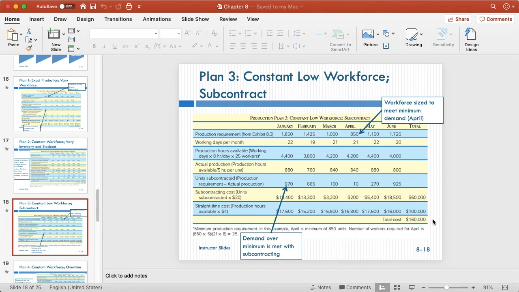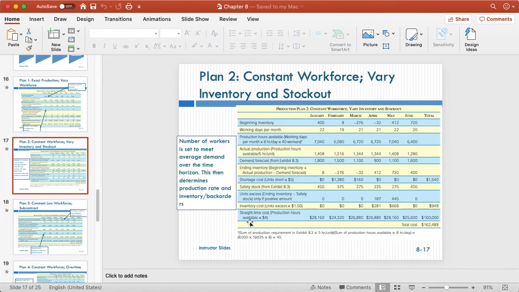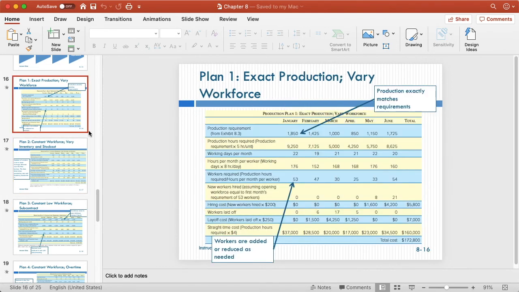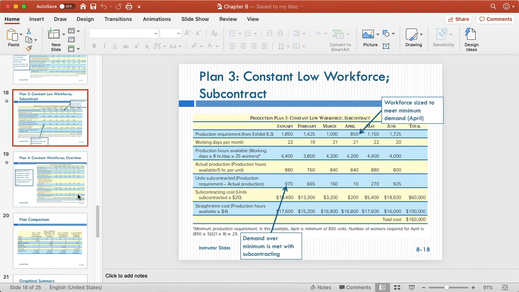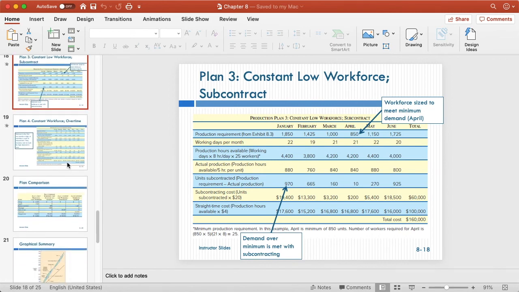Now again, I'll ask you the same question. By comparing plan 1, plan 2, and plan 3, which plan should you choose? You should choose plan 3 because you see the total cost is 160,000, which is lower than 162,488, which is further less than 172,800. That's it. Okay. Now let's look at plan 4.